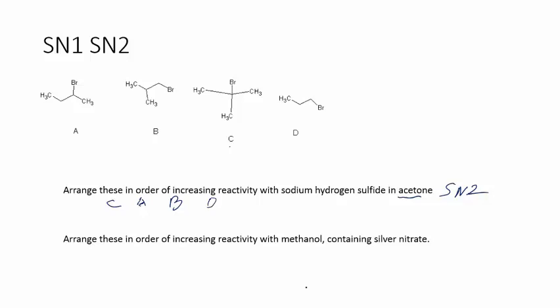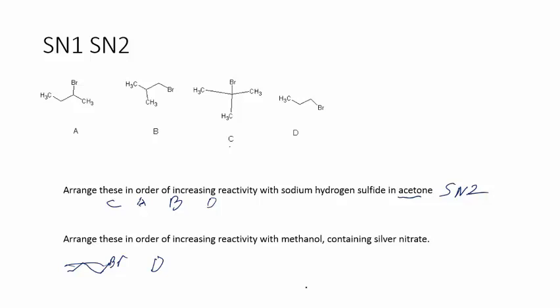Now, silver nitrate, you're talking about stability of a carbocation. And with this one, you would basically be breaking two bonds to form a tertiary carbocation. This would immediately form a tertiary. This would have to form a primary, and this would form a secondary. So with the idea of a hydride shift here, I would say that probably the slowest, of course, is going to be 1, 2, 3 Br. That's D.